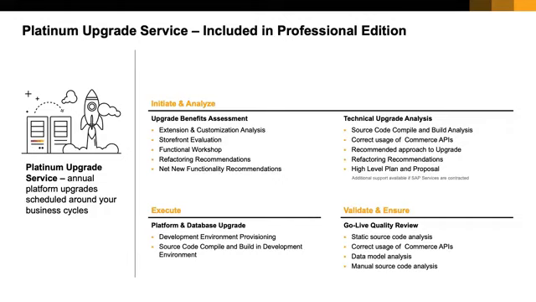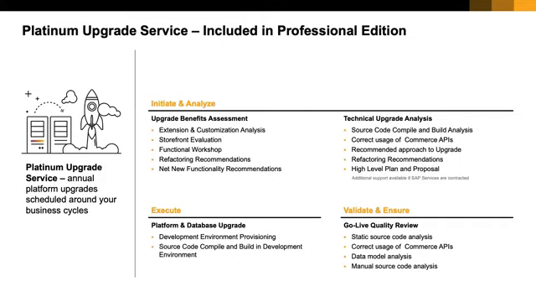Let's say that you are using SAP Commerce 6.7. You have this service on CCV1 as well, so maybe you're already familiar with it. It is the same service that is available on CCV2. With the Platinum upgrade service, we do an upgrade benefit assessment for you: what kind of benefits you will get if you upgrade from version 6.7 to, say, the latest one, 2005. Then we do a technical upgrade analysis: what is required for you to move from that version to the latest version.